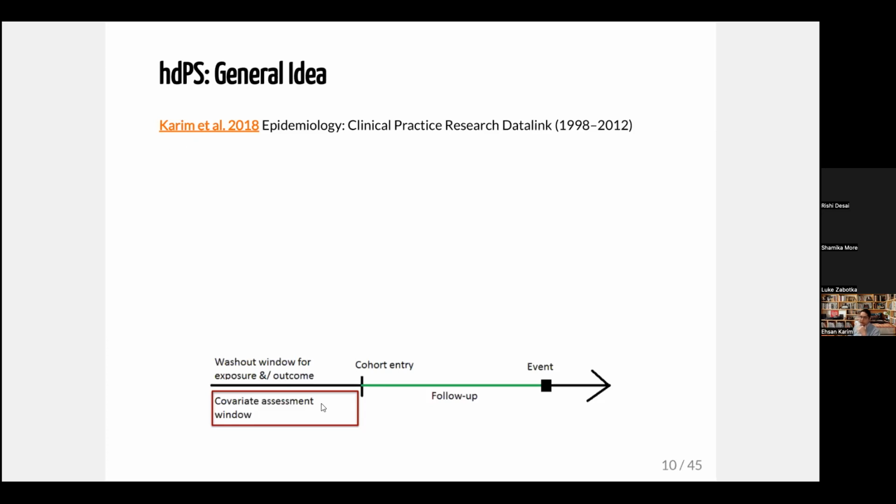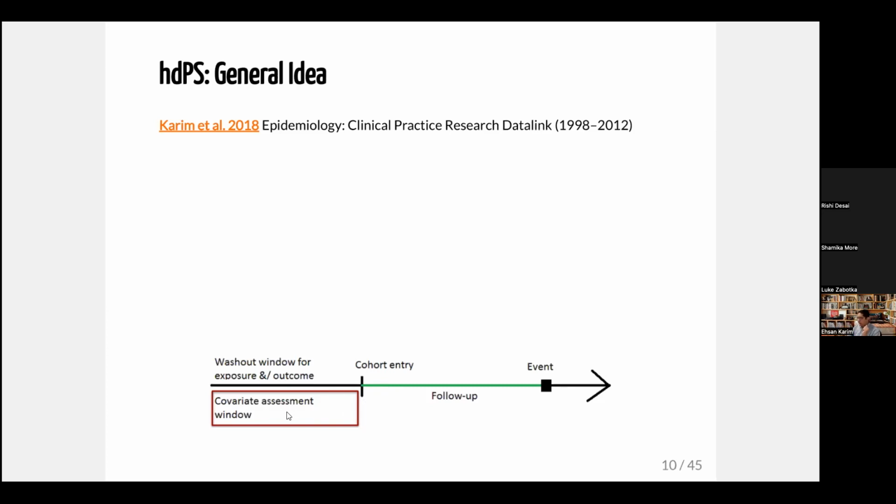It was a cohort study, so we had a cohort entry, and there was an event at the end, and there was a follow-up during which we were observing the outcomes. But the most important part is the covariate assessment window. This covariate assessment window was happening before the cohort entry. That means this is a pre-treatment stage. And at that stage, it could be a 6-month or a 1-year period. And within those periods, we were collecting all of these codes.